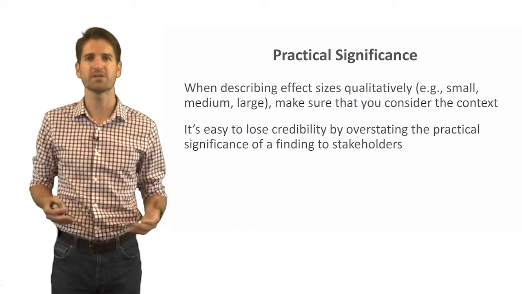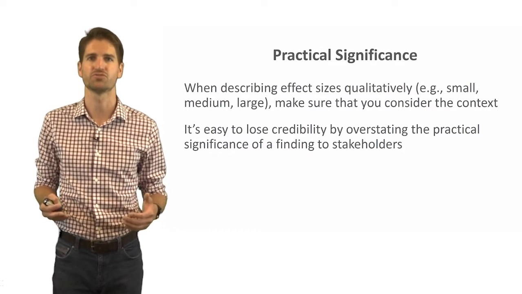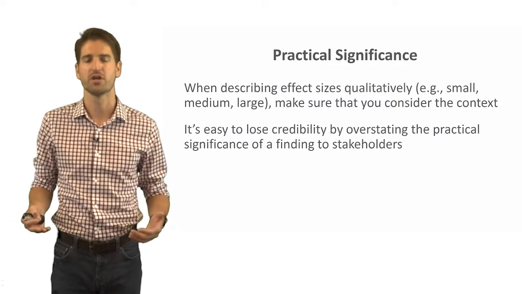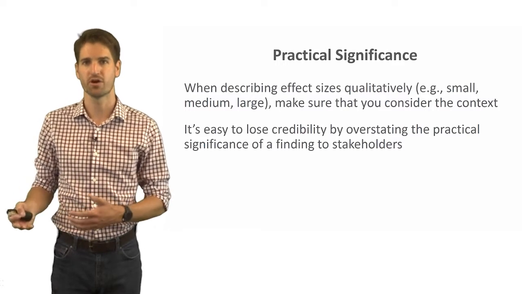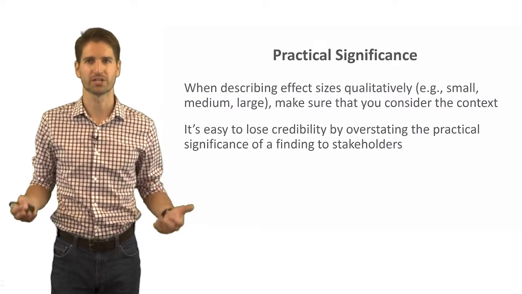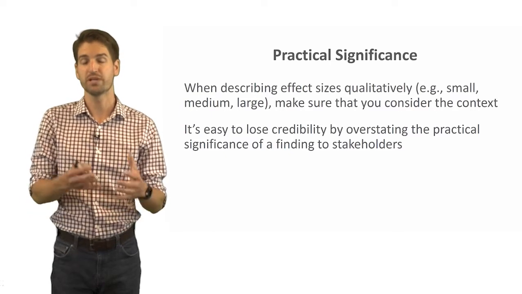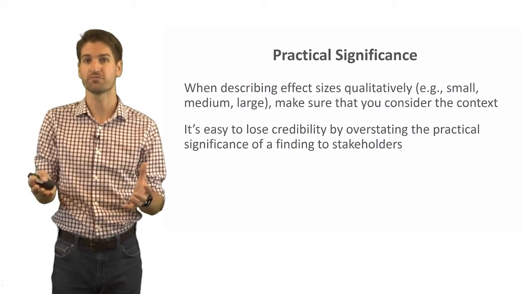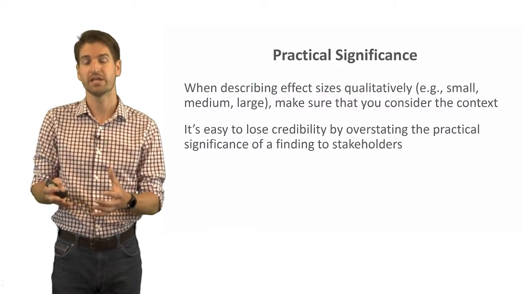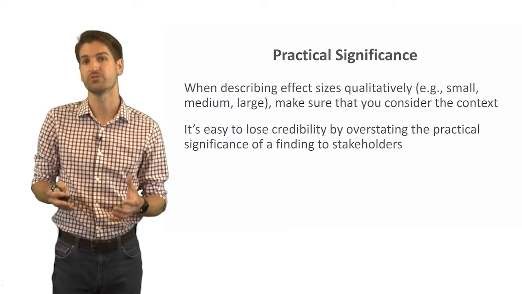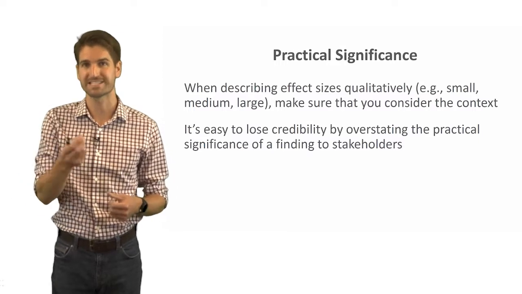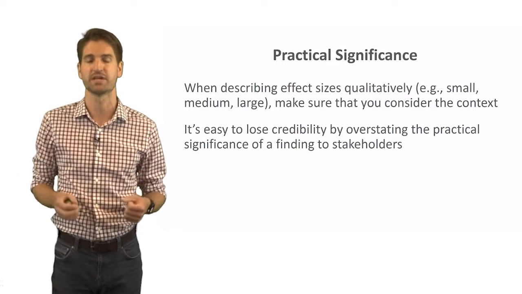And so when describing effect sizes qualitatively, such as using language like small, medium, large, or weak, modest, strong, we want to make sure that we consider the context. And the reason is that in some contexts, we might actually use the qualifier of small, when in other contexts it would be more appropriate to use the qualifier of large to describe that same effect size. And the reason is as follows.